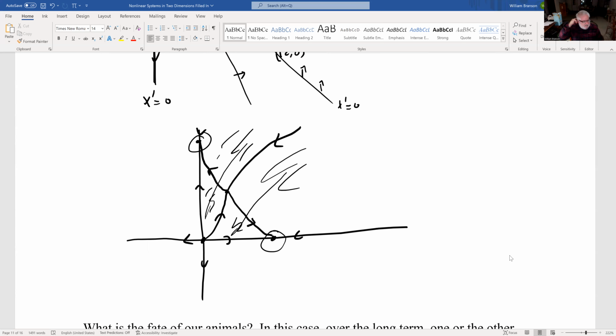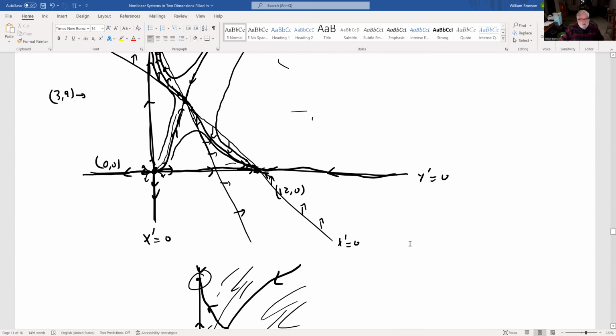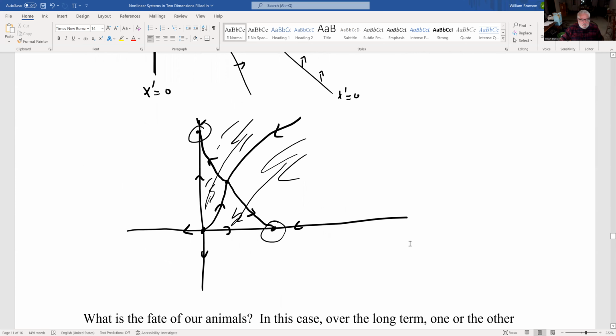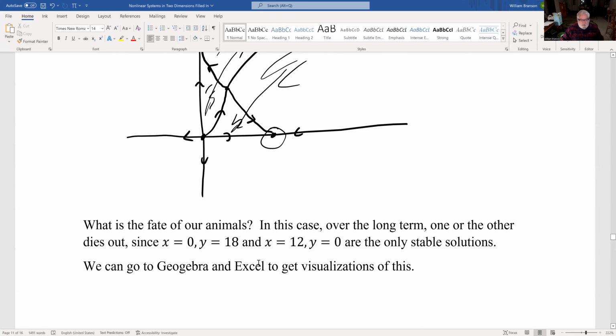That is an analysis that's a little too complicated here, but people certainly do that. So the fate of the animals. Oh, we're actually not going to go to Excel. You could if you wanted, but won't. One or the other dies out, since these are the only stable solutions.